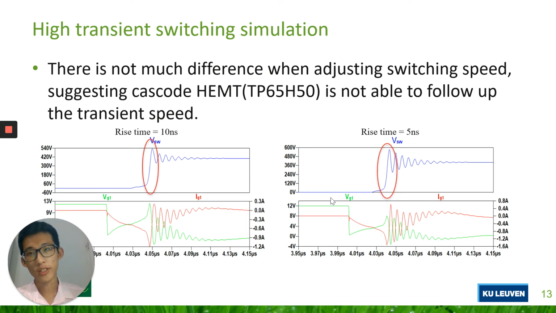Also, because it is restricted by the silicon MOSFET limitation, whether the device is switching at a high slew rate or low slew rate, the results are almost the same. That is because the device couldn't keep up with the transient speed, but the enhancement mode GaN HEMT could respond to a higher transient speed.